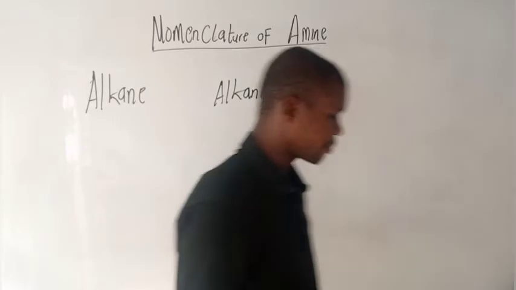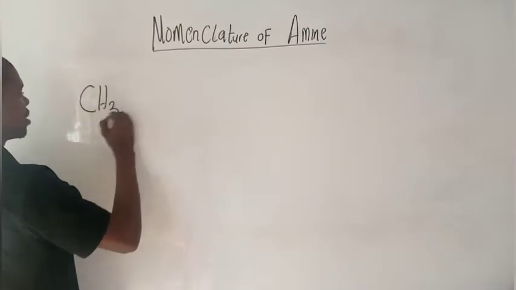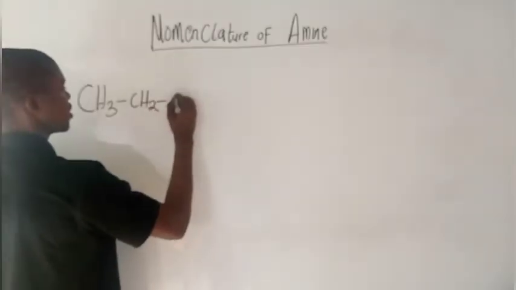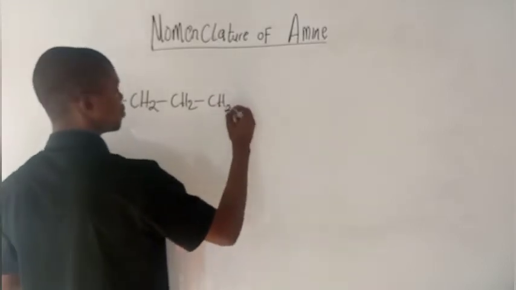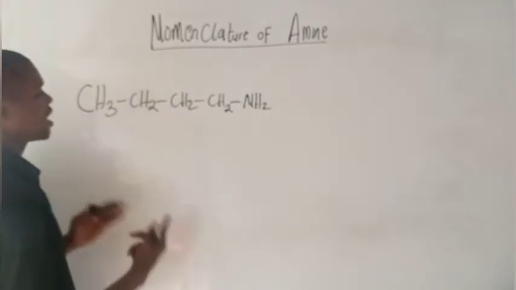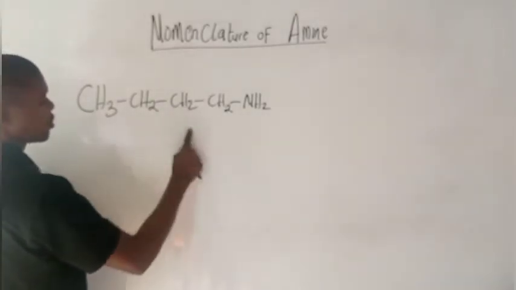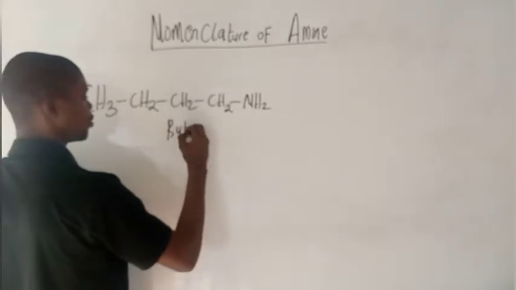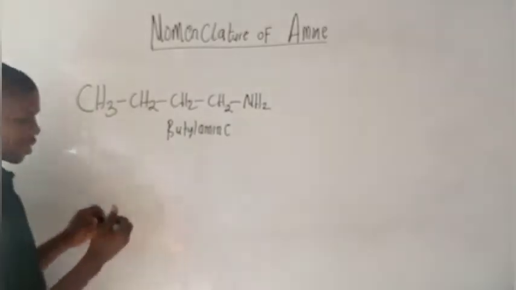Now let me show you something here. If for example we have CH3, CH2, CH2, CH2, NH2, then to name it in the common name is very easy: it is called butyl amine. This is the common name, but the IUPAC name is not like this.